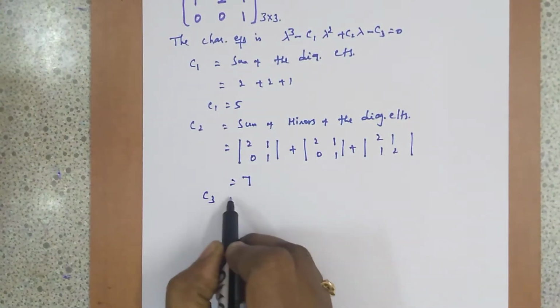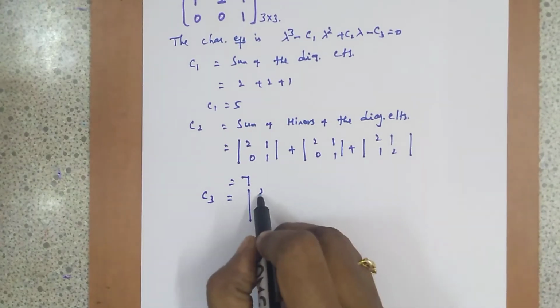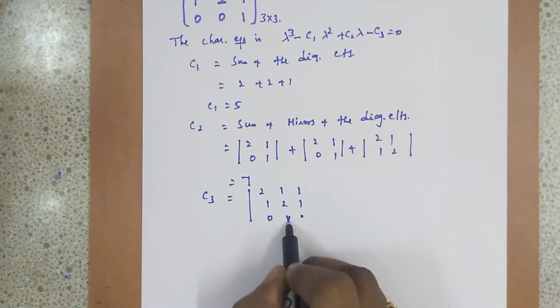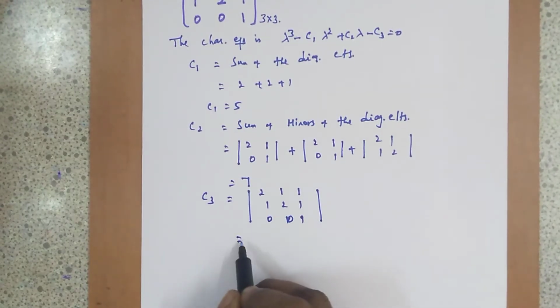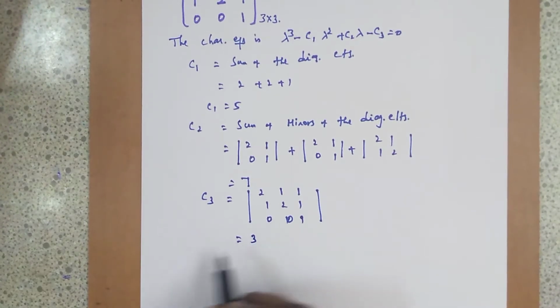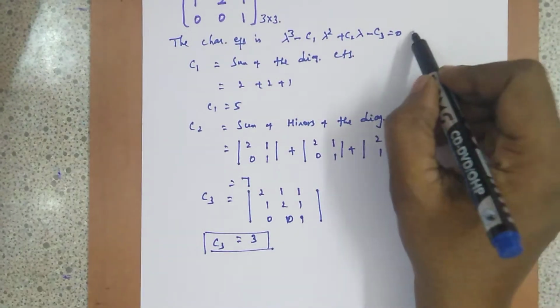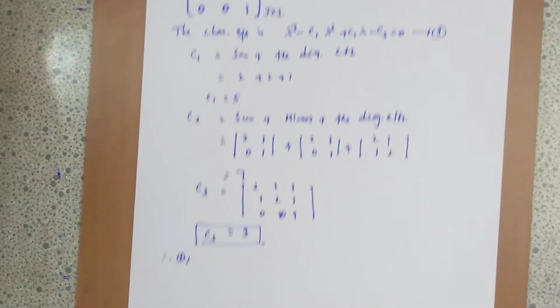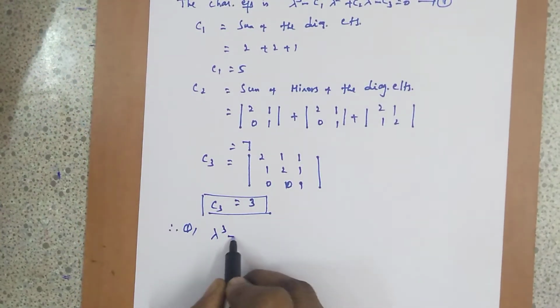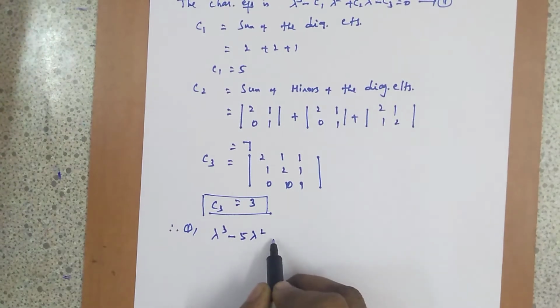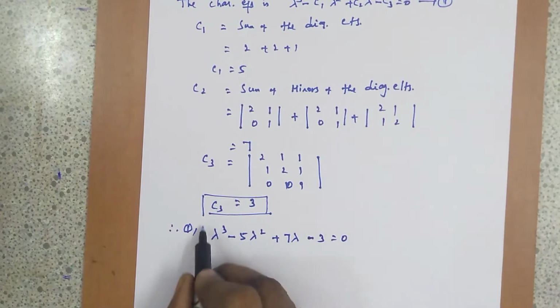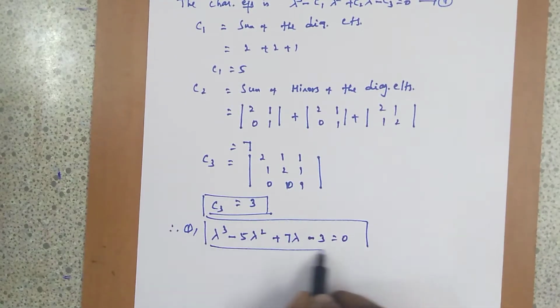And then C3. C3 is nothing but the determinant of the matrix [2, 1, 1; 1, 2, 1; 0, 0, 1]. So the answer for C3 is 3. Therefore, the characteristic equation is lambda cube minus 5 lambda square plus 7 lambda minus 3 equal to 0. So this is the characteristic equation for the given matrix.